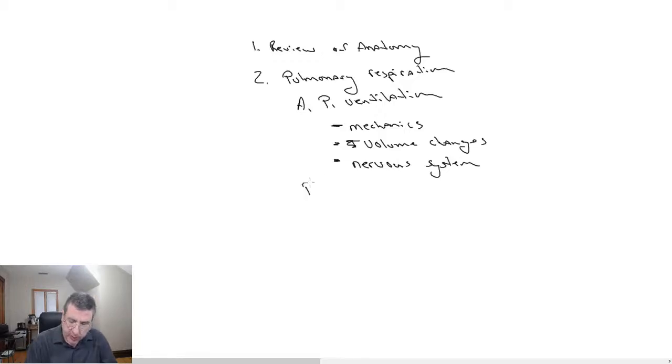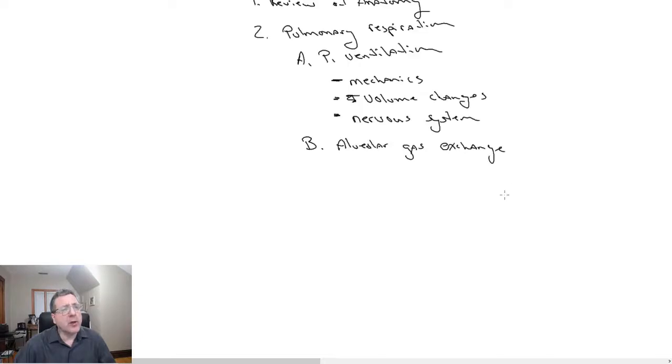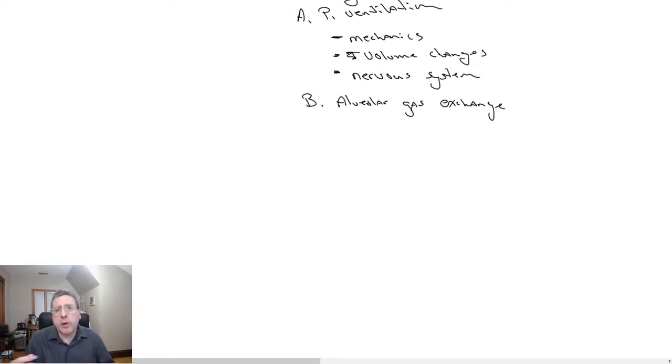The next part under pulmonary respiration is alveolar gas exchange. And what alveolar gas exchange is doing is this is going to be associated with how oxygen gets into the blood and how carbon dioxide leaves the blood and gets into the lungs. So that's the area we're going to be dealing with on this one. The next one down is going to be the transport of gases. So that's the transport of gas within your bloodstream. Once we exchange the gas in the lungs, how do we get them to the cells?